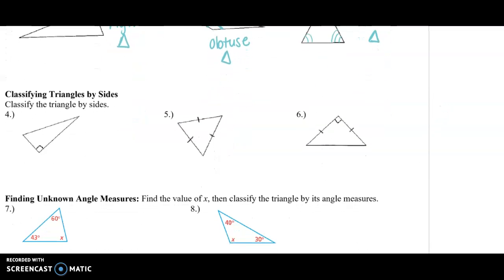So now let's look down here at classifying by sides. If we're looking at these three sides, none of them are the same length, so this would be a scalene triangle. In number five, it's labeled with the same tick mark on each side, which means that all three of those sides are equal to each other, so this would be equilateral. And the last one, we only have tick marks on two sides. We don't have it on the third one to say it's equilateral, so all we know is that it's at least an isosceles triangle.